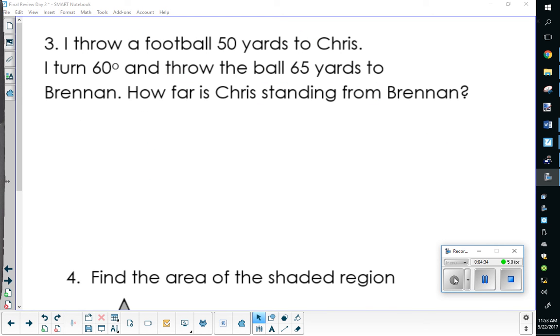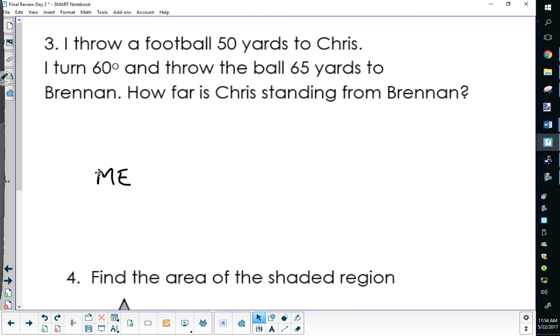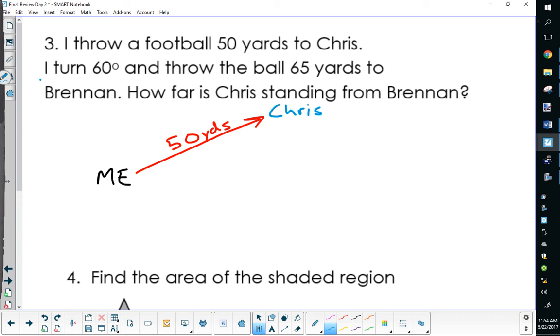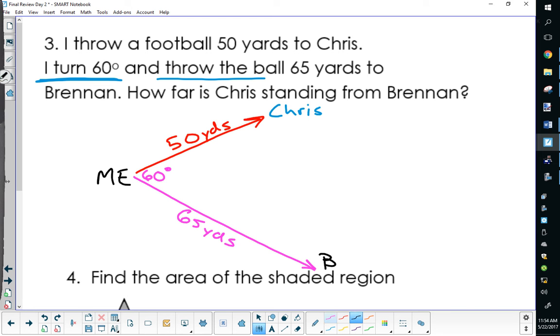On number 3, it says, I throw a football 50 yards to Chris. So, me, I throw it 50 yards to Chris. And then I turn 60 degrees, and I throw the ball 65 yards to Brennan. I can't spell.